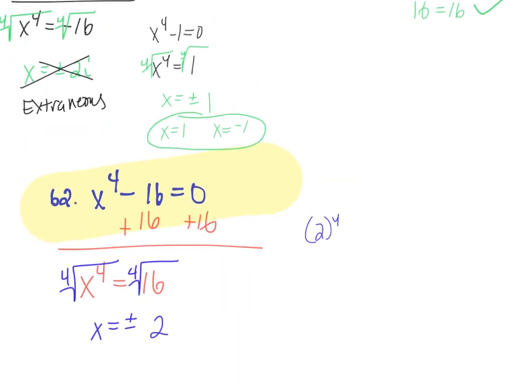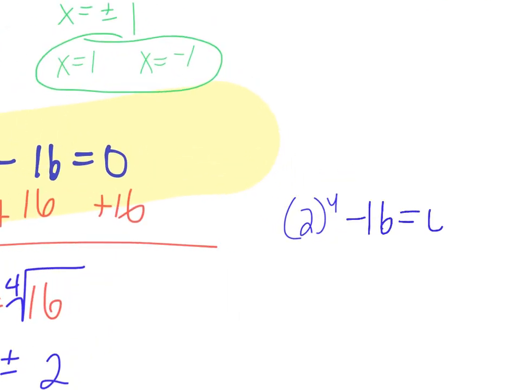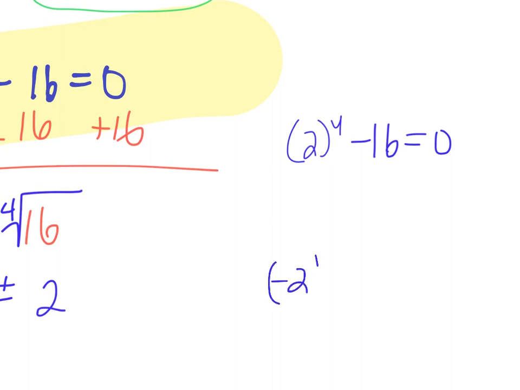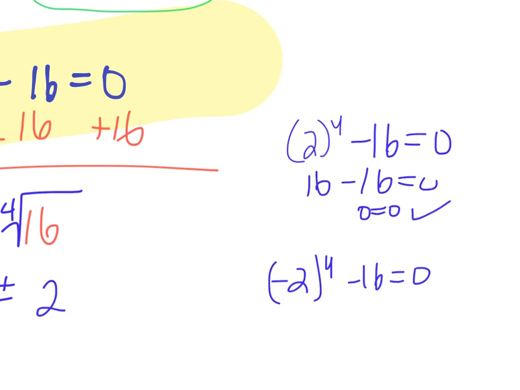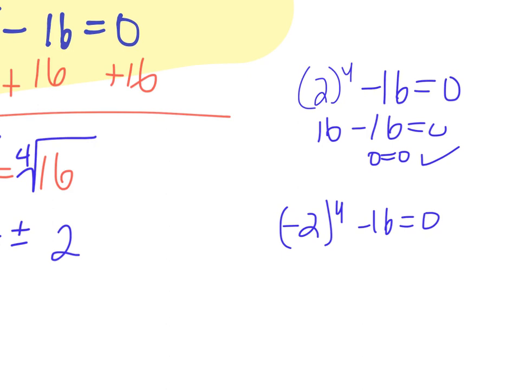2 to the 4th power minus 16 equals 0. Negative 2 to the 4th power minus 16 equals 0. What's 2 to the 4th power? 16 minus 16 is 0. Does 0 equal 0? Yes. What's negative 2 to the 4th power?